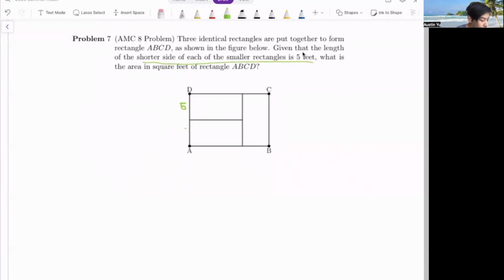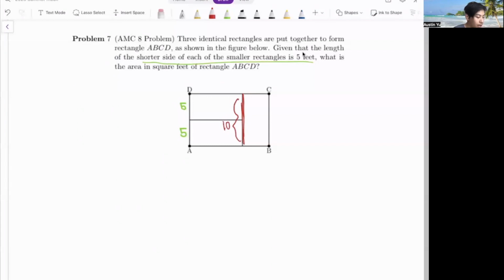So 5 feet, 5 feet. And then this equates to the longer side of the rectangle, since 5 plus 5 just moves over to the right side. So this gives us 10. So 10 is the length of the rectangle, while 5 is the width.